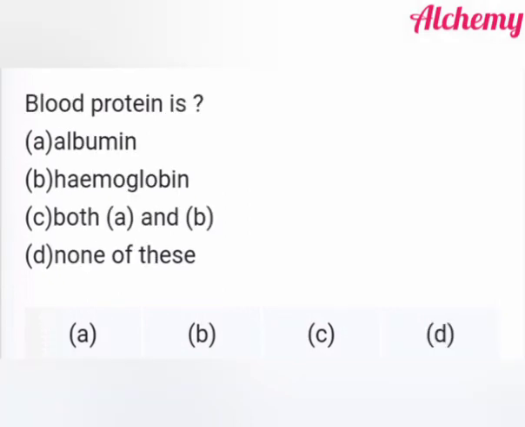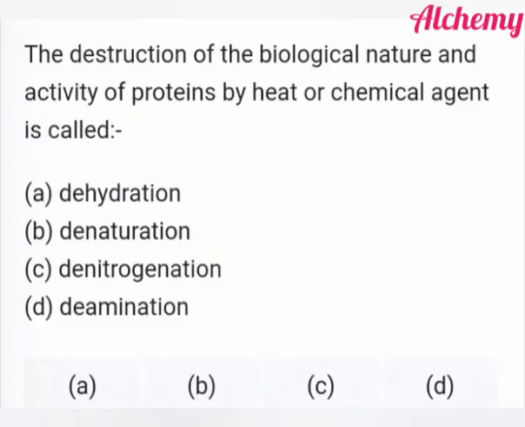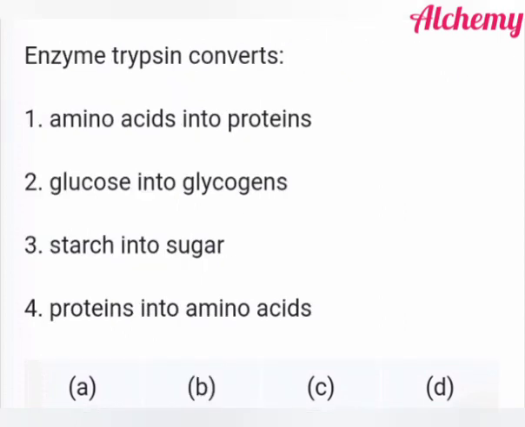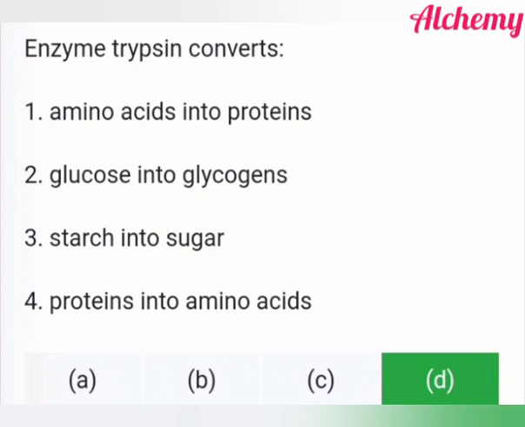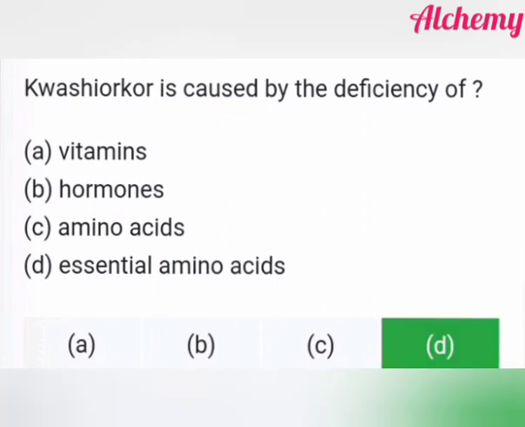Next question, blood protein is. The correct answer is C, both A and B. Next question, the destruction of the biological nature and activity of proteins by heat or chemical reagent is called. The correct answer is option B, denaturation. Next question, enzyme trypsin converts. The correct answer is option D, proteins into amino acids. Next question, kwashiorkor is caused by the deficiency of. The correct answer is option D, essential amino acids.